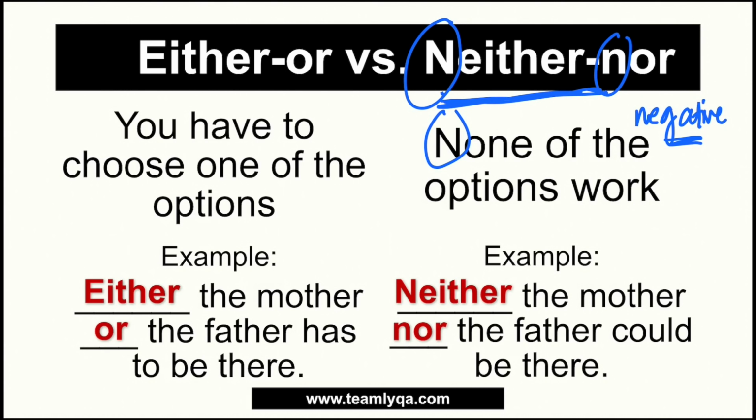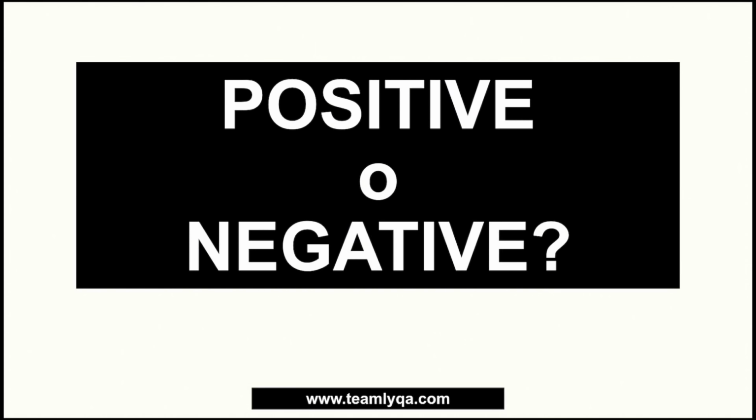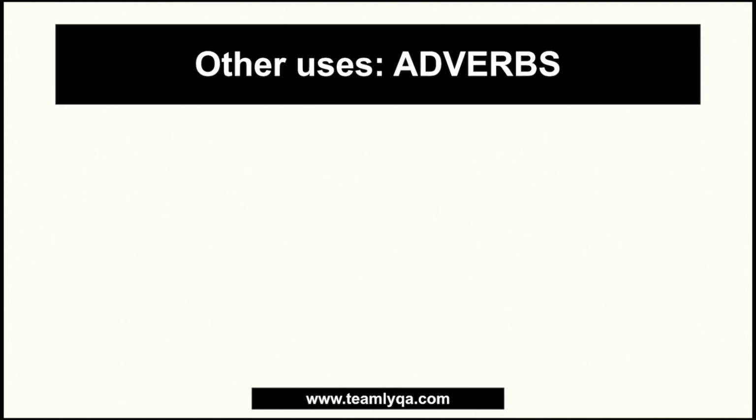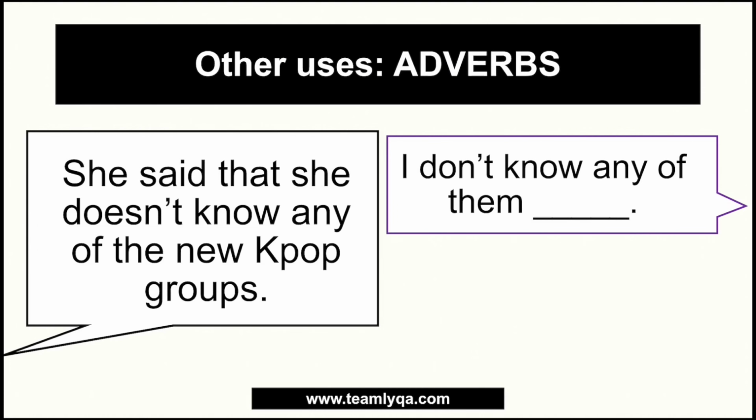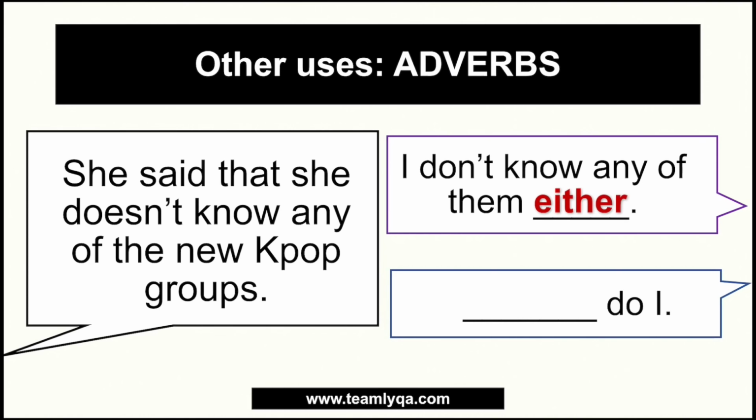Now, there are other uses for either and neither. Pwede rin siyang walang or nor. So, for example, kung tatanungin natin kung positive or negative, something like adverbs. So, kunyari may nagsabi, she said that she doesn't know any of the new K-pop groups. Ang sagot mo would either be like this, I don't know any of them either. Or kung gusto mong gawin ganito, blank do I, the answer would be neither. Kasi ang gusto mong ipahiwatig on both statements is that I don't. Okay? So, neither do I.